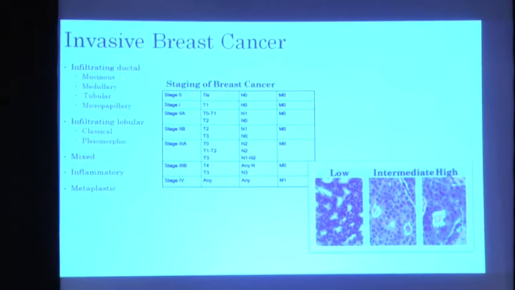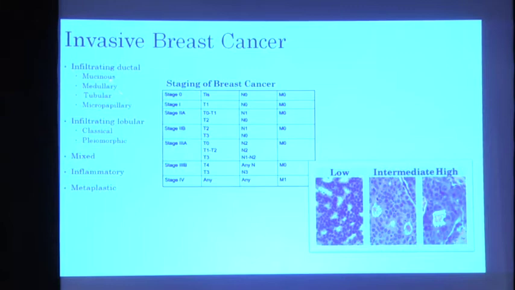So ductal is the most common, lobular is a little bit less common, and there's subtypes within those. And then, of course, cancers don't always read the textbook, so there's mixed combinations of these that we see. Inflammatory breast cancer is a subset of breast cancer that presents like an infection or an inflammation, sometimes without even a big mass in the breast. And then metaplastic is a more rare subtype of breast cancer, usually of a triple negative type, but not always.